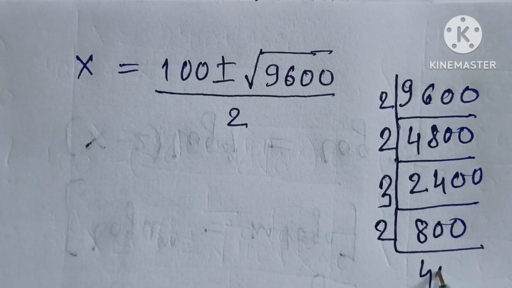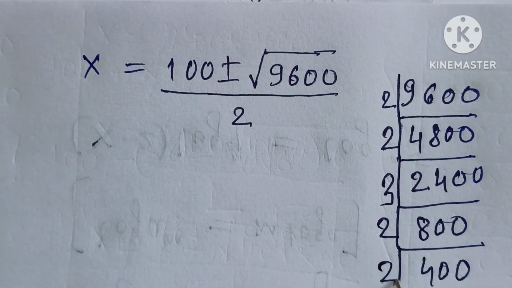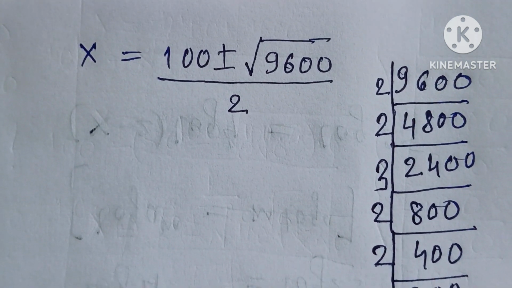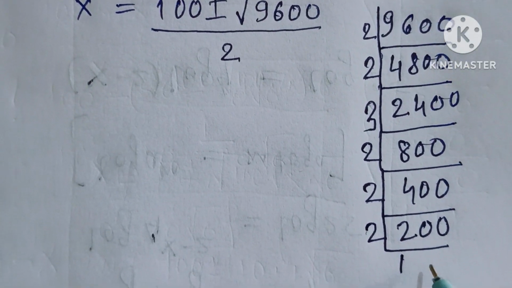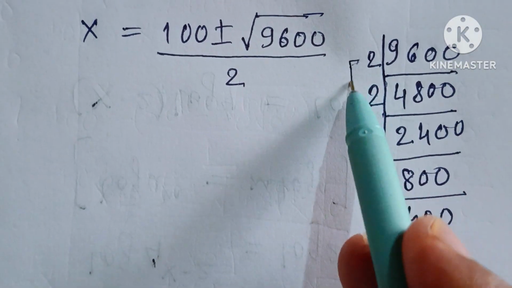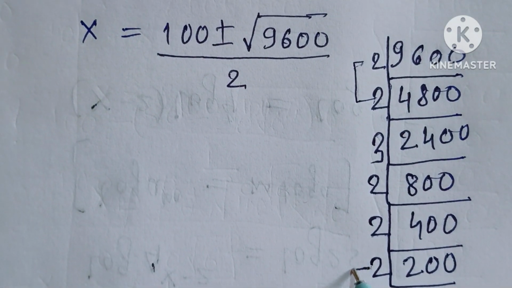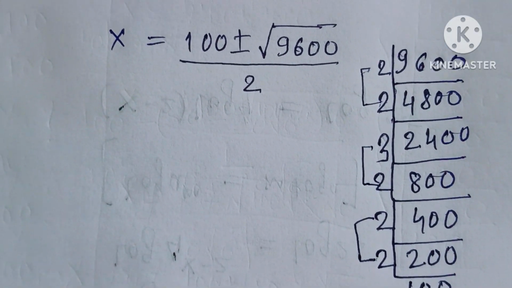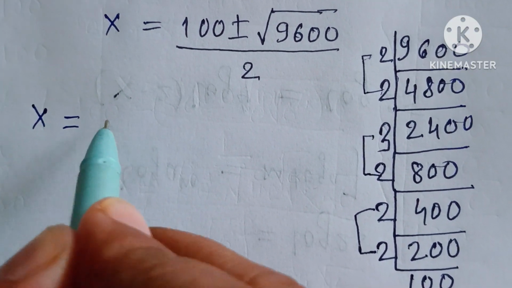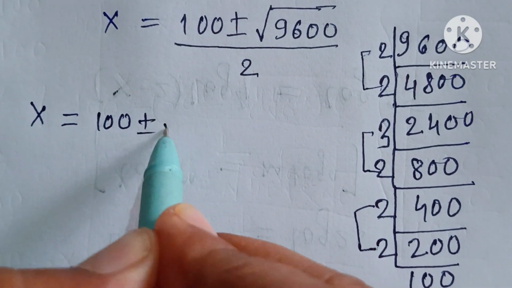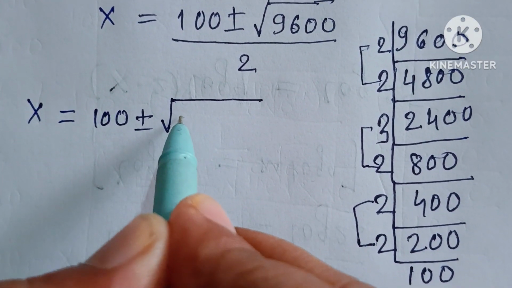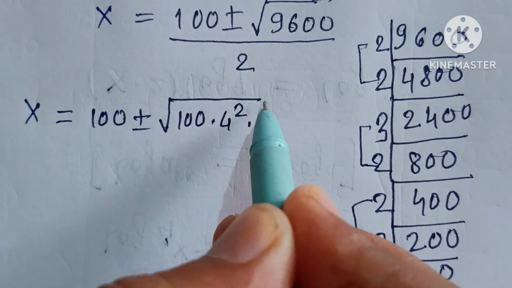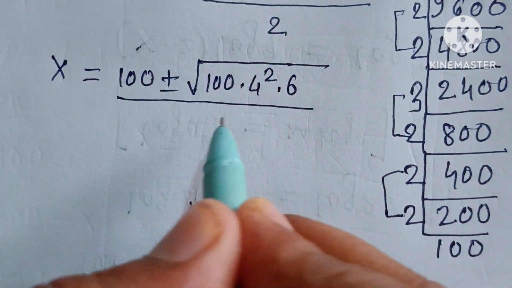So we get here 400. Now again divide by 2, 2 2s are 4, 2 0 0. Now here we can divide, 2 2s are 4, 2 1s are 2, 200 here. So this 2 into 2 is 4, 4 2s are 8, 8 2s are 16, and this 3 2s are 6. So we can get here x equal to, now we can write 100 plus minus under root 100 into 4 square into 6 divided by 2.